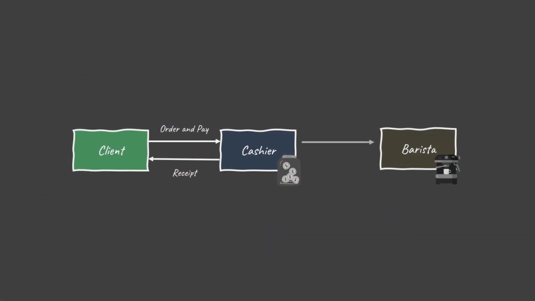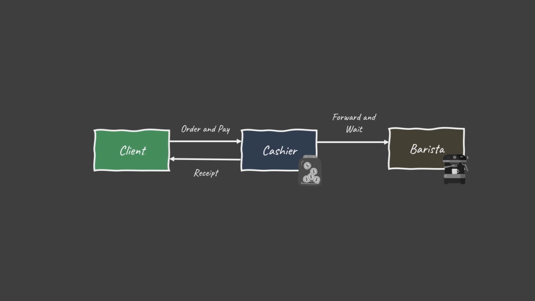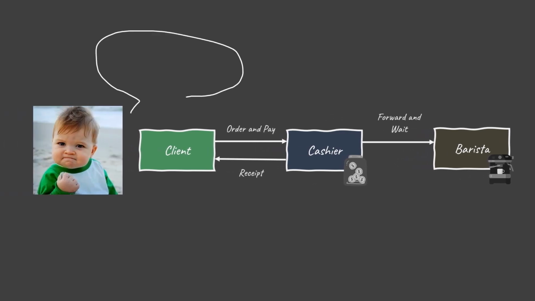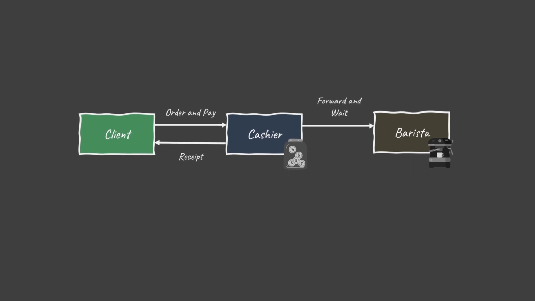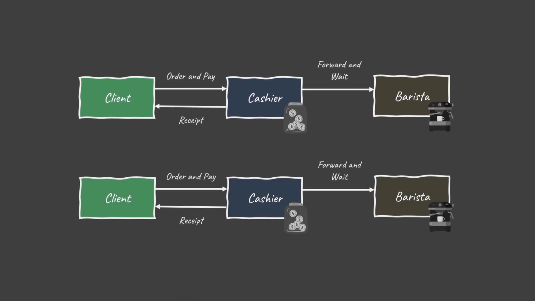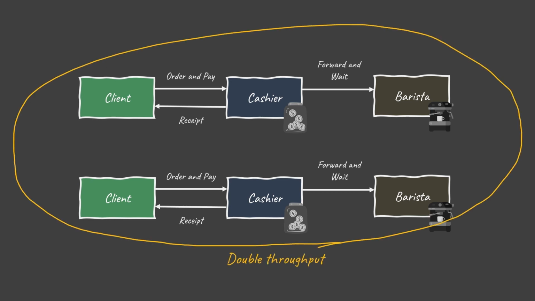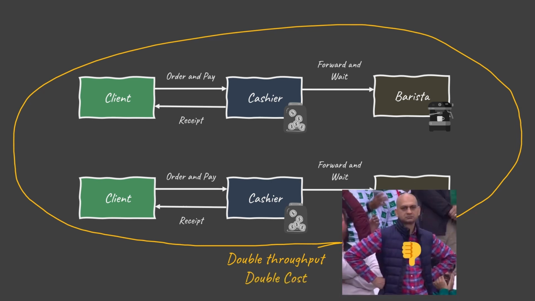Having the cashier waiting on the barista to complete the order would cause the client's queue to grow too long. Some clients would eventually change their mind and decide to consume their coffee somewhere else. That's revenue loss. If we kept synchronous communication between the cashier and the barista, the only option to improve throughput is to deploy another cashier and barista at the same time. We would effectively double throughput, but also costs. This is very inefficient because the cashiers spend most of their time waiting. That's a poor utilization of resources.